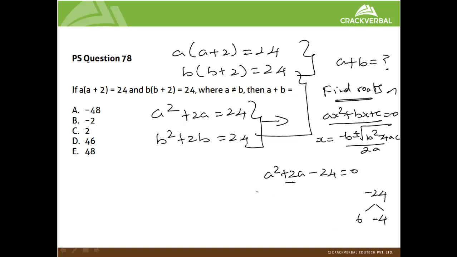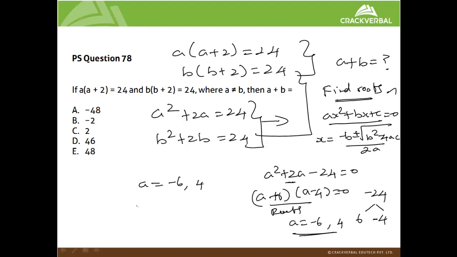So in that case, I can factor this as a plus 6 into a minus 4 is equal to 0. In that case, the roots would be a is equal to minus 6 and 4. If a is equal to minus 6 and 4, then b will also have minus 6 and 4 as roots, because both are similar equations. B will also have the same values, but they have said a is not equal to b, so if we take a as minus 6, then we have to take b as 4. So if a is minus 6 and b is 4, minus 6 plus 4 would get you minus 2.